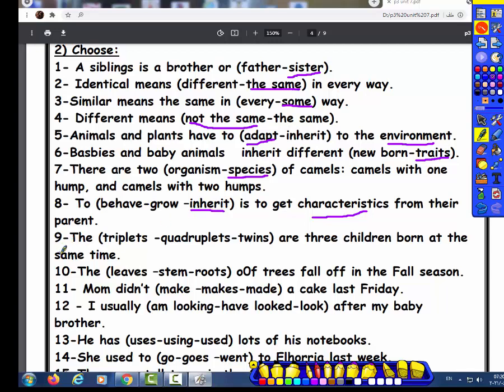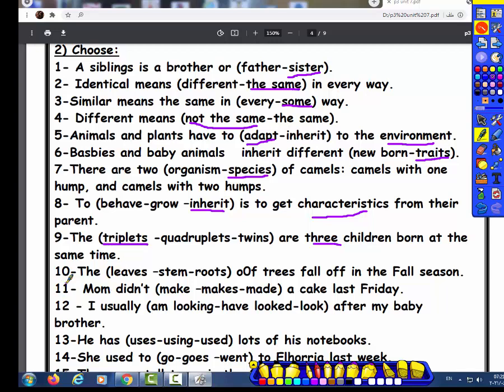Number 9. The triplets, quadruplets, twins are 3 children born at the same time. The 3 children means triplets. Triplets are 3 children born at the same time.